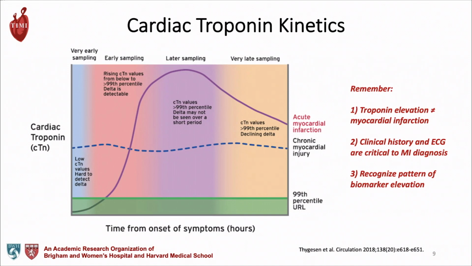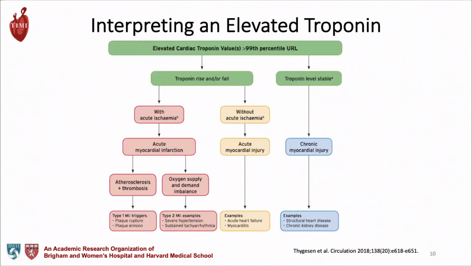The other important take home from this figure is that it's helpful to recognize that pattern of biomarker elevation, the rise and the fall that are characteristic of acute myocardial infarction as compared to the sort of tonic elevation that's seen with chronic myocardial injury. Now, depending on the specific sampling periods, you can imagine that it may not always be so clear exactly what pattern is emerging, but that's why serial assessment of troponin ends up being so important.